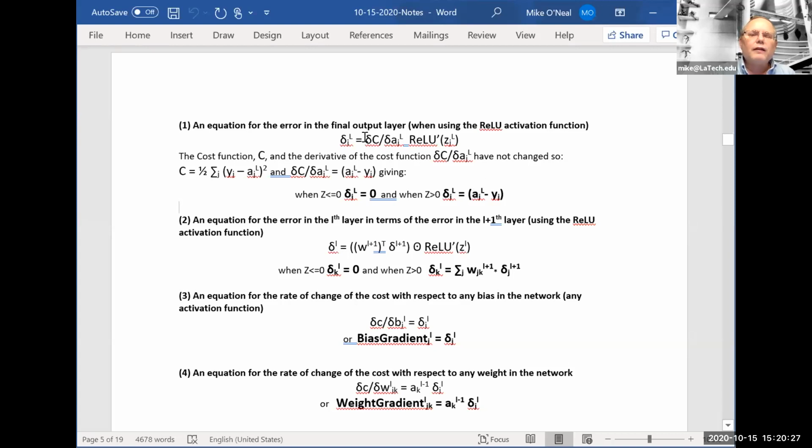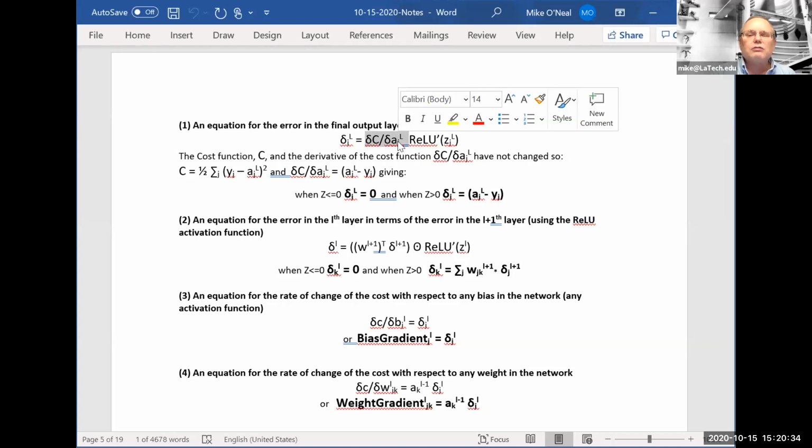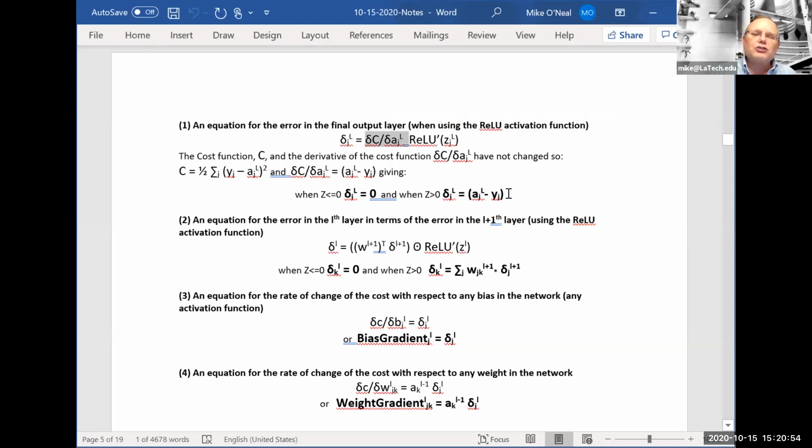Wait, Mike, where did that come from? That's just what we computed earlier, right? That's the derivative of the cost function with respect to the output. So basically, it's this times 0, which gives us 0 if Z is less than 0. And this is a 1 otherwise, so I didn't put the 1 here, but you could say times 1 if that made you happy. It's not going to change anything. So this is what our equations have simplified to.